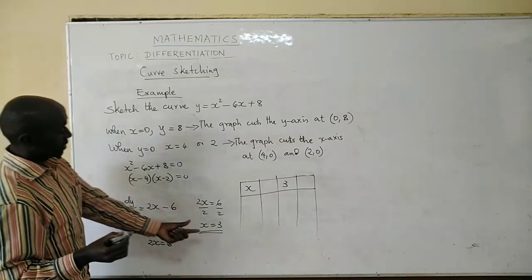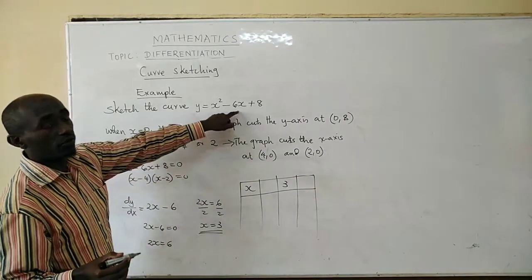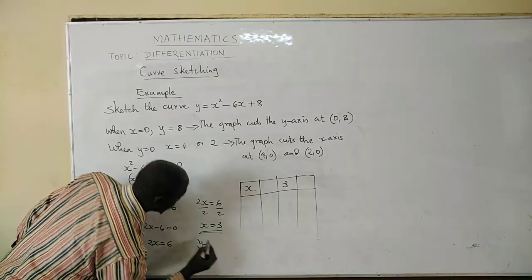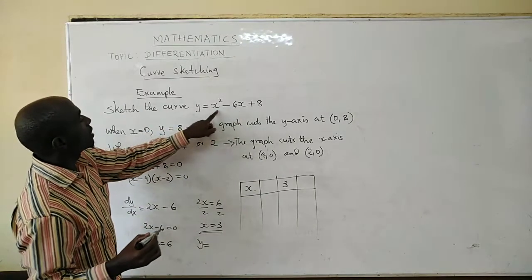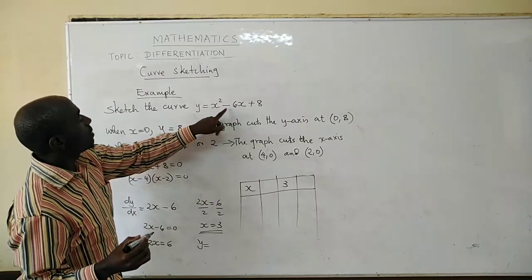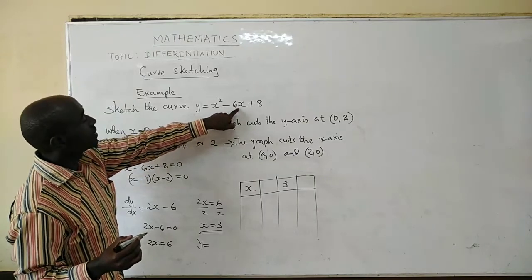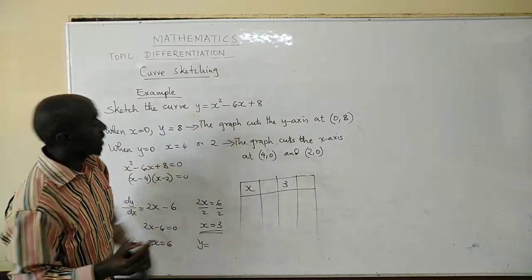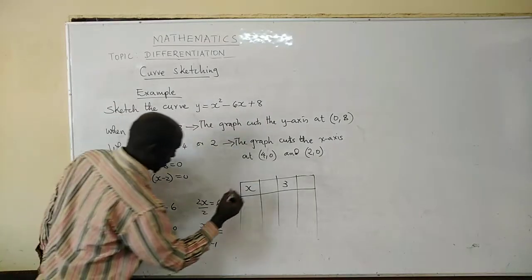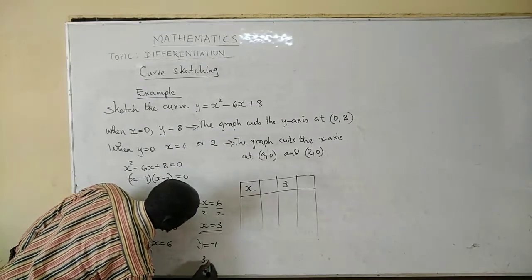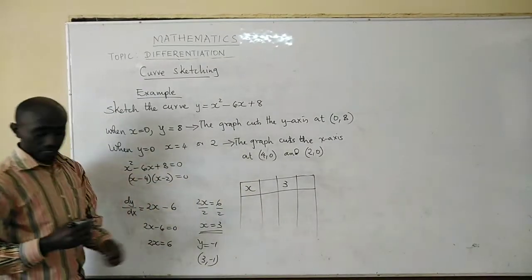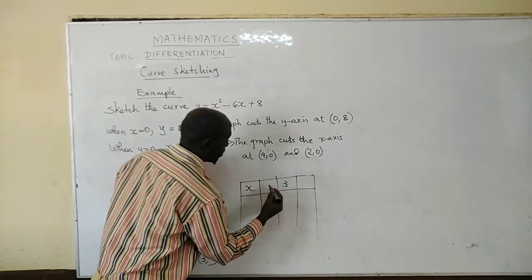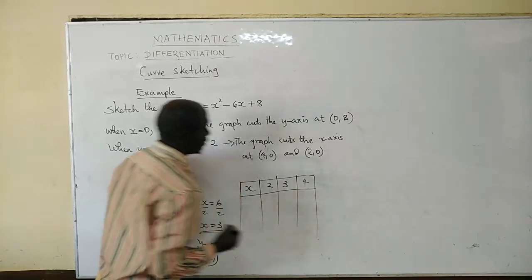And remember, this is the x coordinate; the y coordinate is obtained from the original equation. So if x is equal to 3, y is equal to 3 squared, which is 9, minus 18 plus 8. 9 minus 18 is negative 9, plus 8 will be negative 1. So the stationary point is (3, negative 1). To the left of 3 we have 2, and to the right we have 4.